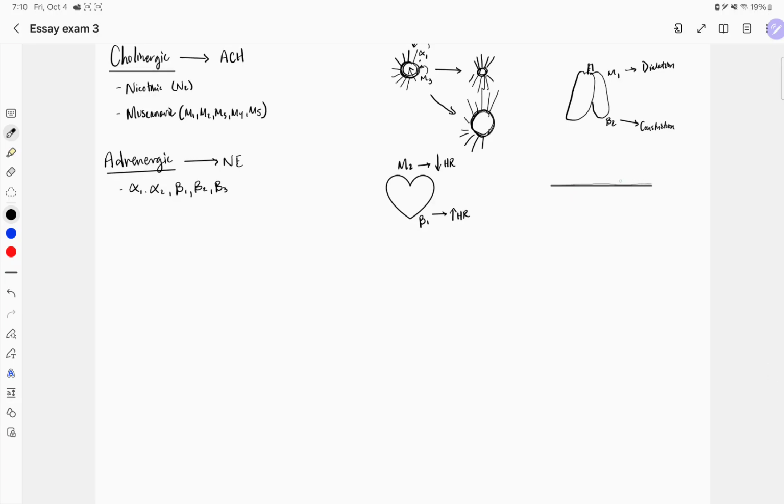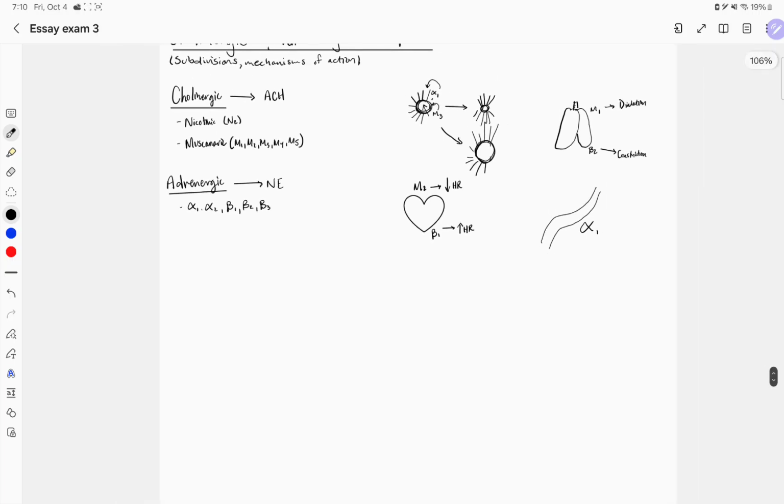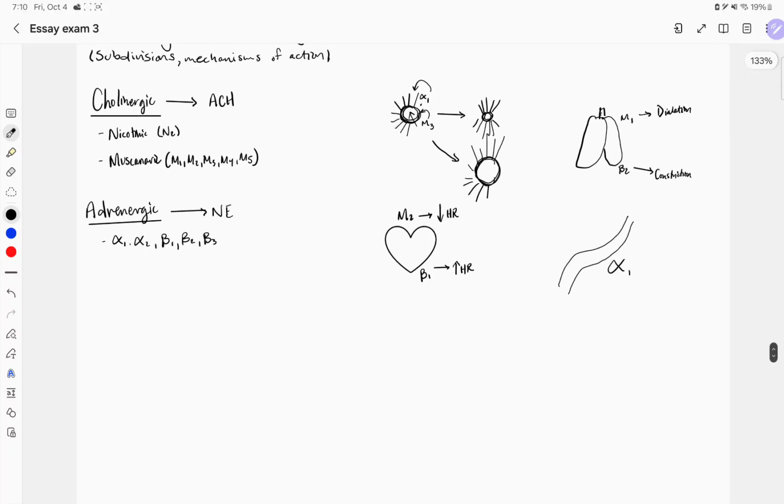If we look at blood vessels, we draw it like this. Blood vessels can have alpha 1 receptors that will cause the blood vessels to dilate, increase the amount of blood flow going through the blood vessels. So those are how those receptors work.